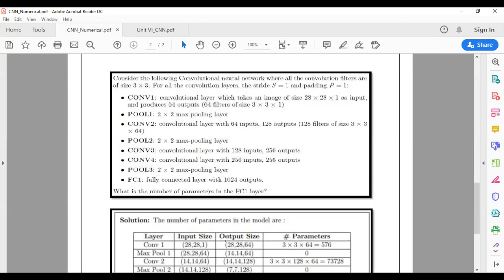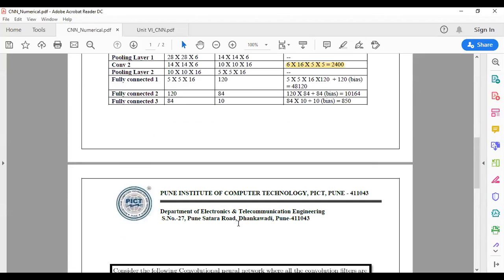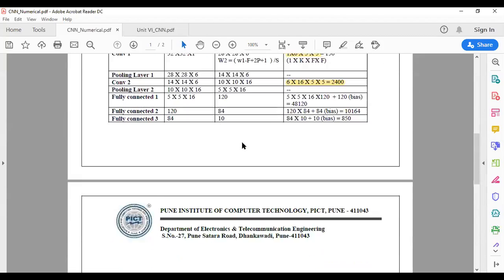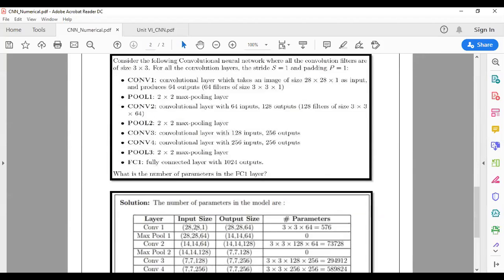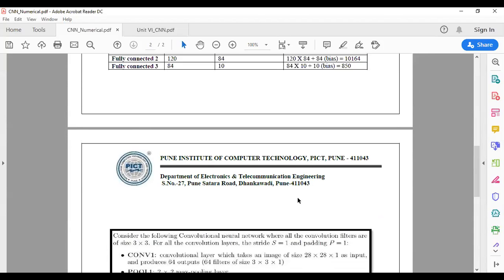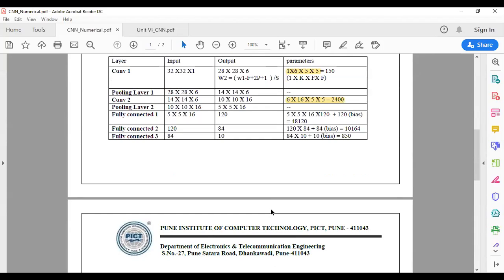Again substitute it in the same formula. What was the formula? W2 is equal to W1 minus F plus 2P, divided by stride, plus 1. So what is W1 in this case? W1 is 28. Is there any padding? Padding is 1. Stride is 1. And F is 3 by 3.